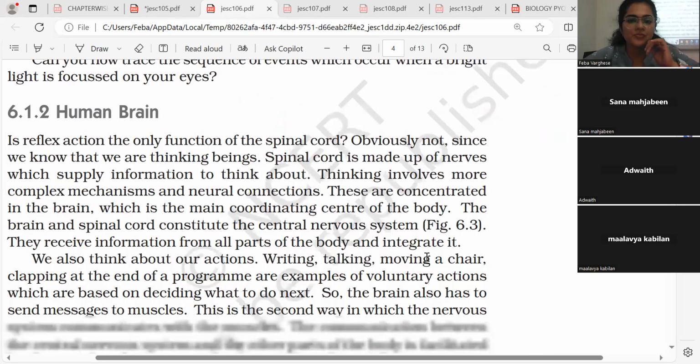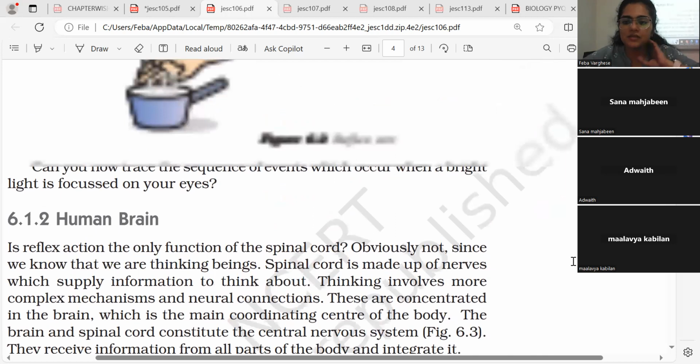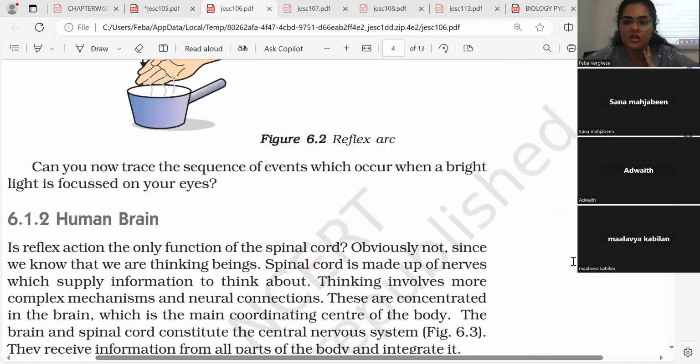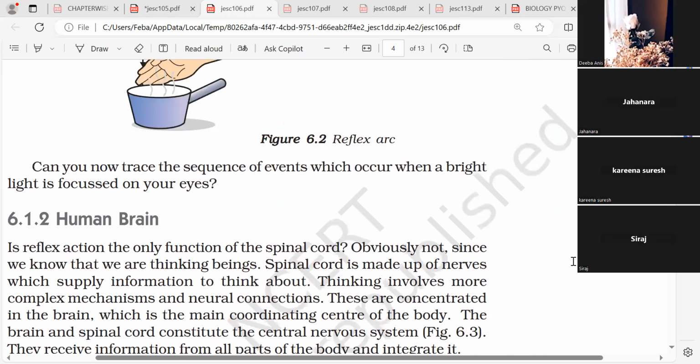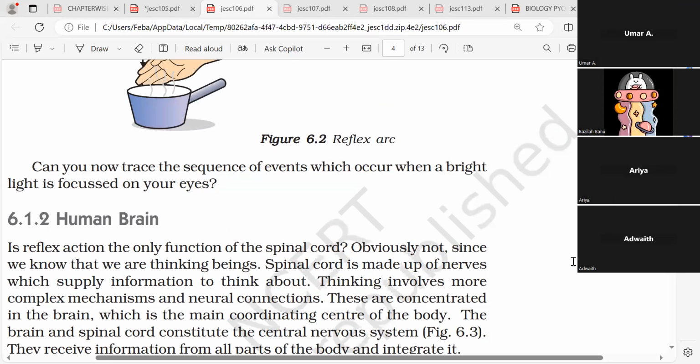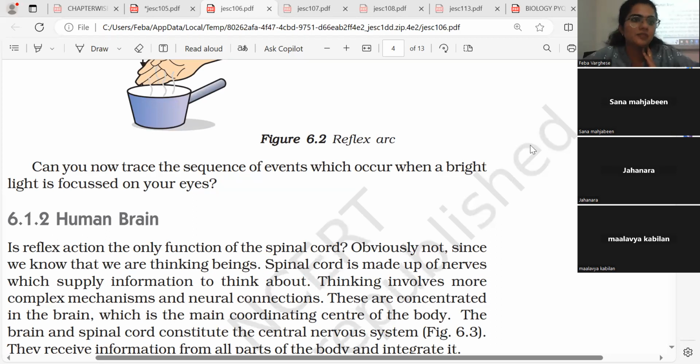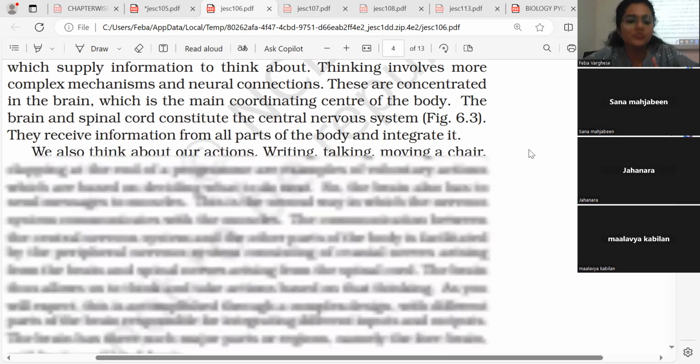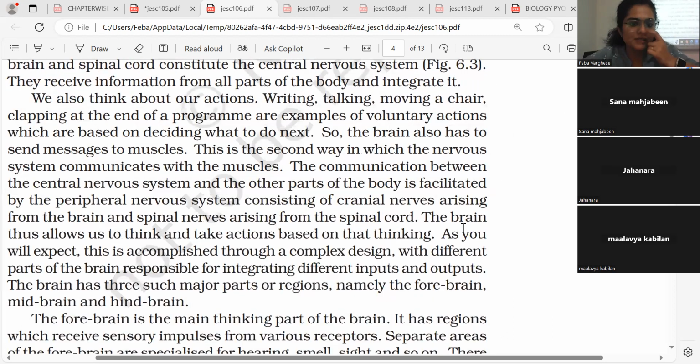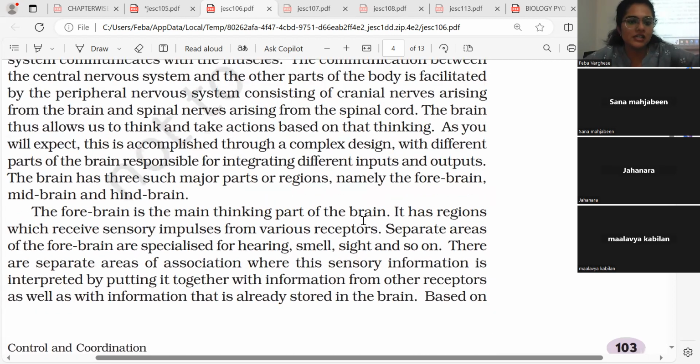All right. Now about the human brain. Somebody tell me about the parts of the human brain quickly. Come on, who can say? Online students, anybody? Yes, Jahanara. Forebrain, midbrain, and hindbrain. Okay, which are the parts of the forebrain? Forebrain consists of cerebrum, olfactory receptors, all the major receptors, right? Yes. The regions for hearing, smell, sight, all of them are located in the forebrain region.